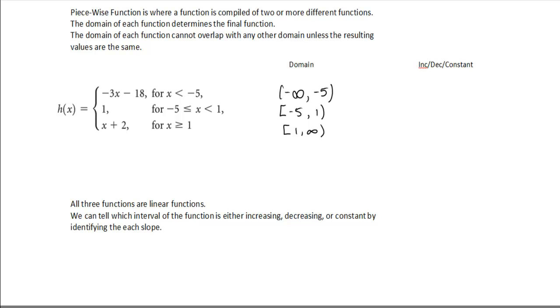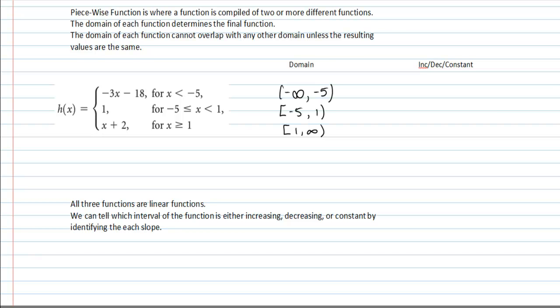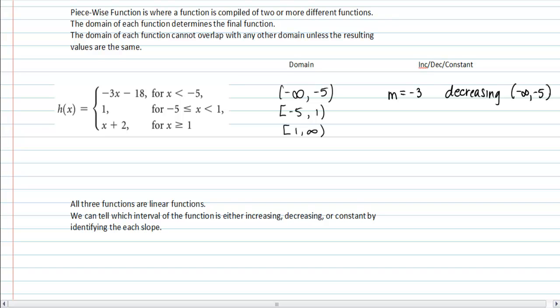All three functions are linear functions in this problem. We can tell which interval of the function is either increasing, decreasing, or constant by identifying the slope. So for the first function, negative 3x minus 18, because the slope is negative 3, this is decreasing throughout its domain. For the function 1, it has a slope of 0, so it is constant throughout its domain.